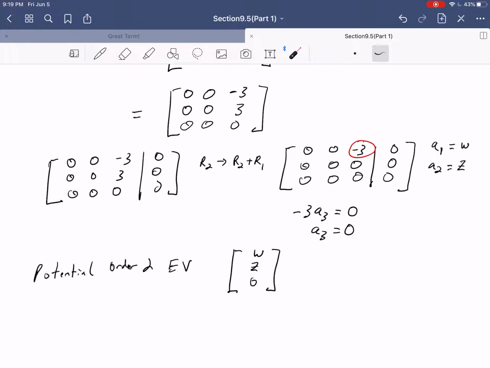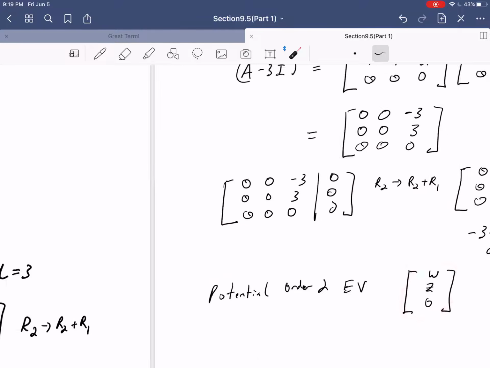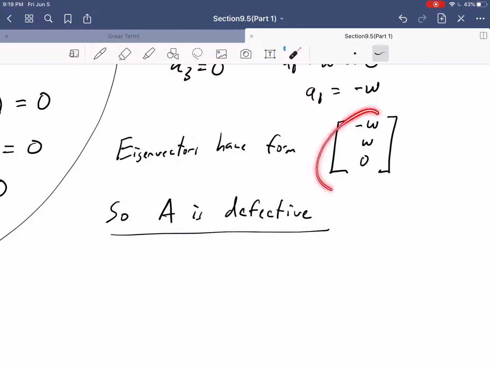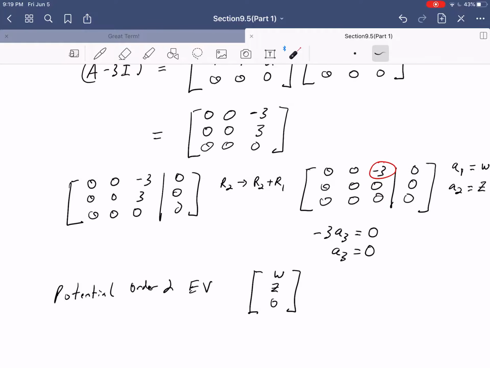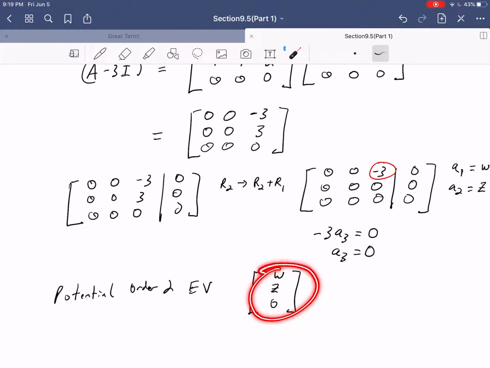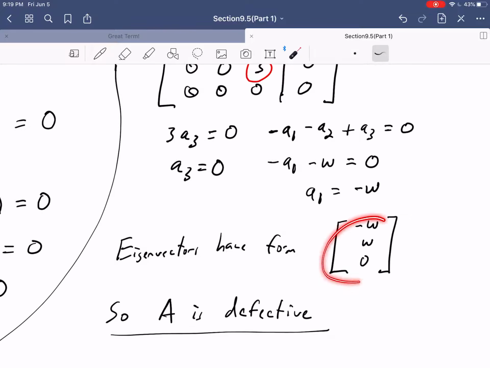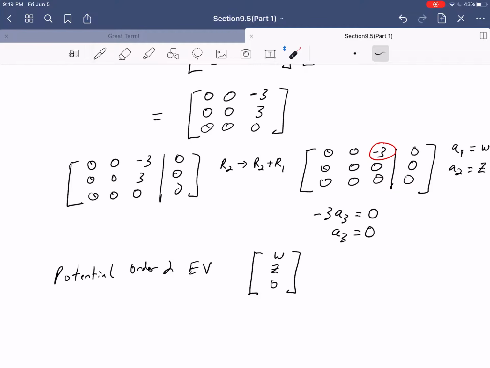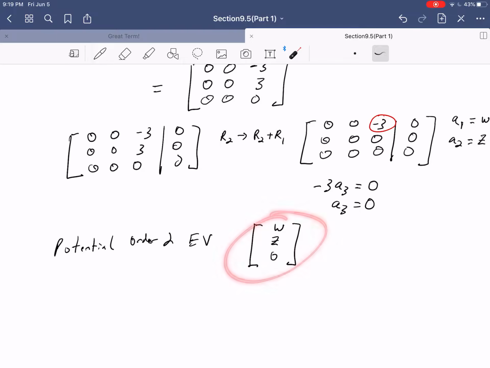The reason that it's so important to say potential is that if we look at some of these, some of this has overlap with this here. If I choose W to be equal to negative Z, there's overlap here with this here. So, in other words, what we're saying is there can really only be one order 2 eigenvector.